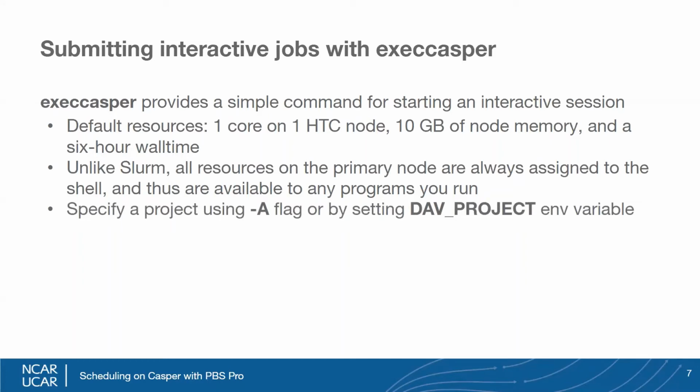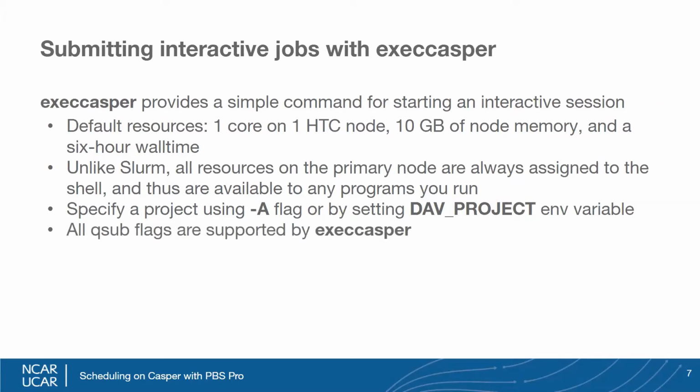Now you still have to, of course, specify a project that this job will get submitted against. So you can use the -A flag, which is the native qsub flag, or you can also set the DAV project environment variable. In C shell it'd be a setenv, and in Bash it would be an export. And if you set that in your startup files, then you'll have that available all the time, so you won't have to put in a project every time. If you don't specify any project, then execcasper will just pick a project from your list of available projects, which might work out, but I certainly recommend that you specify this explicitly.